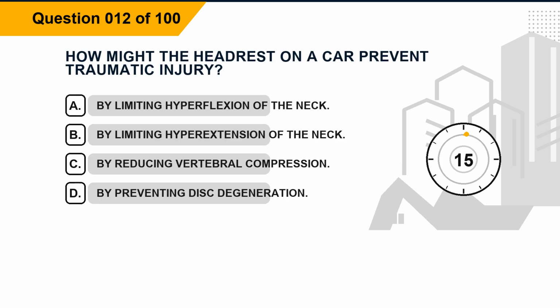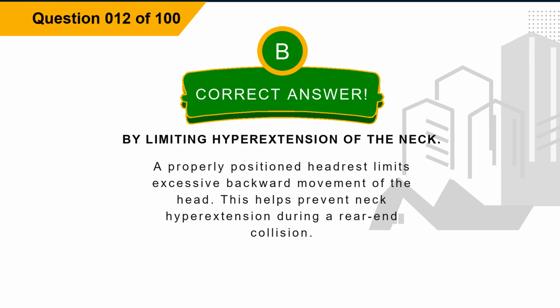Question 12. How might the headrest on a car prevent traumatic injury? Option A, by limiting hyperflexion of the neck. Option B, by limiting hyperextension of the neck. Option C, by reducing vertebral compression. Option D, by preventing disc degeneration. The correct answer is option B, by limiting hyperextension of the neck. Explanation. A properly positioned headrest limits excessive backward movement of the head. This helps prevent neck hyperextension during a rear-end collision.